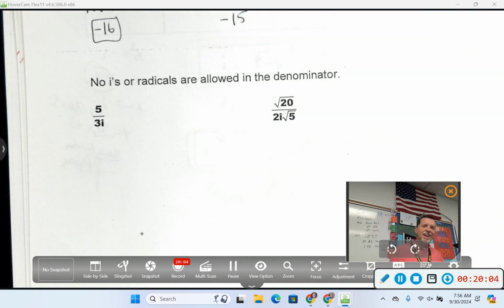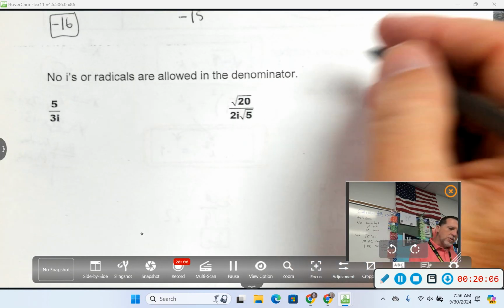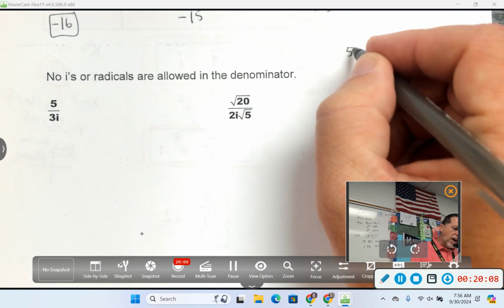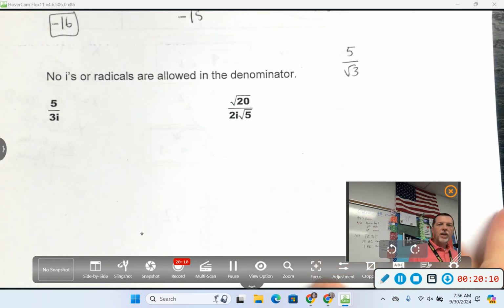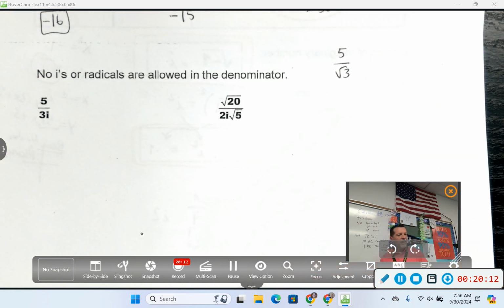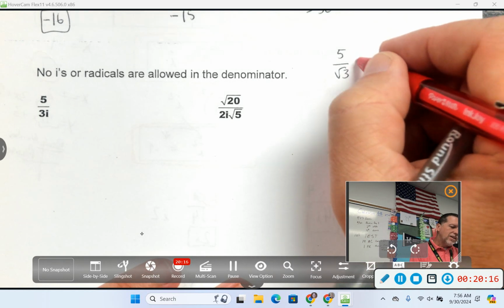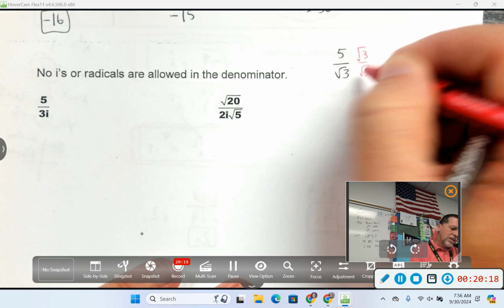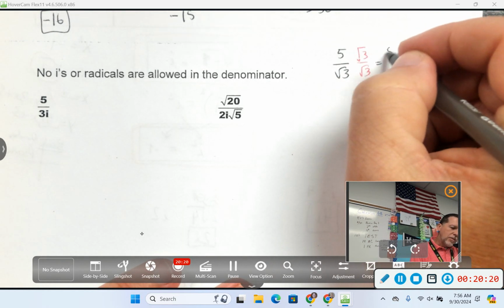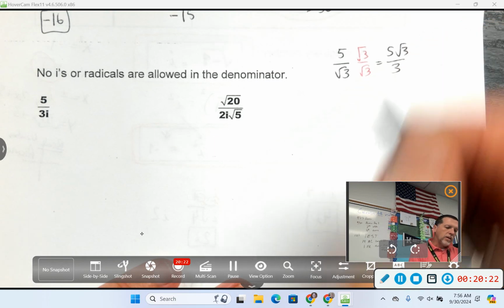Okay. Again, we should have done maybe some warm-ups where you had 5 over square root of 3. What would you do to fix that? Root 3 times root 3, where? At both the top and bottom. Both, top and bottom. So that would get you 5 root 3 over 3.